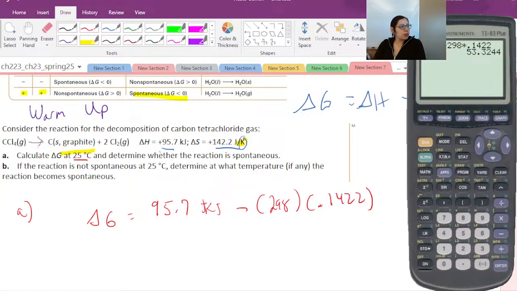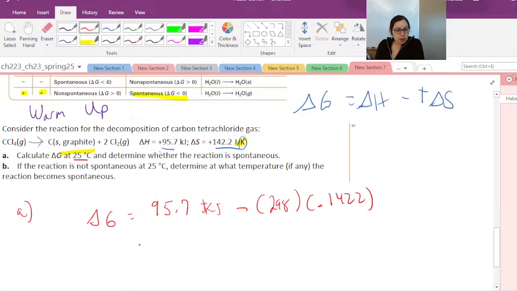Is that what other people got as well? Let me know. Yes, no. All right, some yeses. Okay, thumbs up, excellent. So we all got this delta G, 53.32 kilojoules. And then do we remember what we said about delta G?